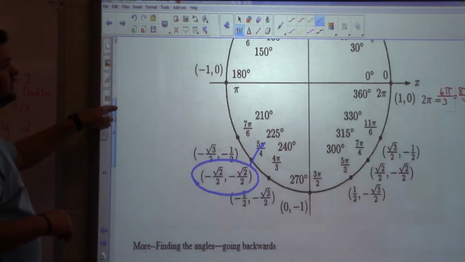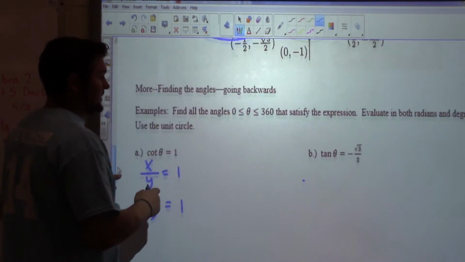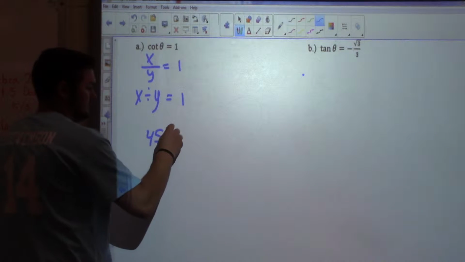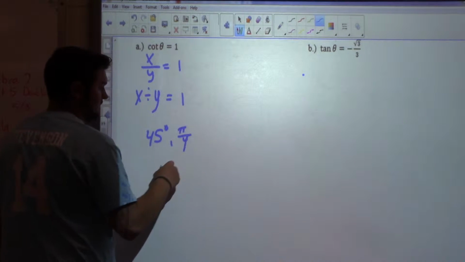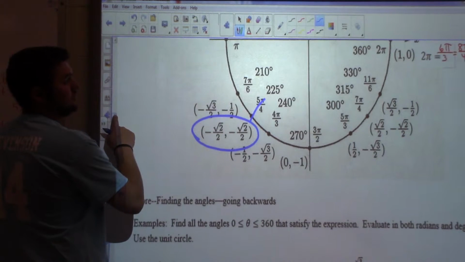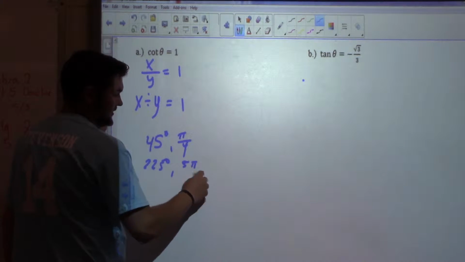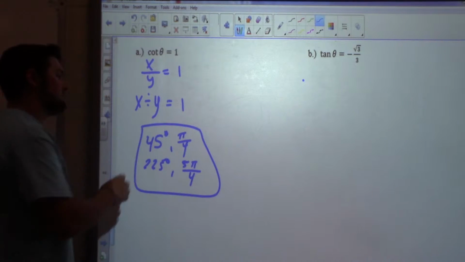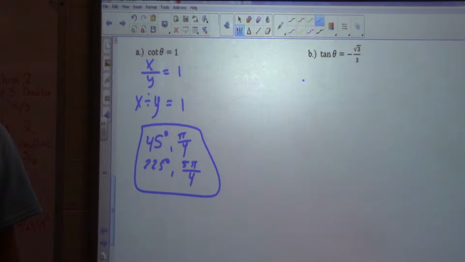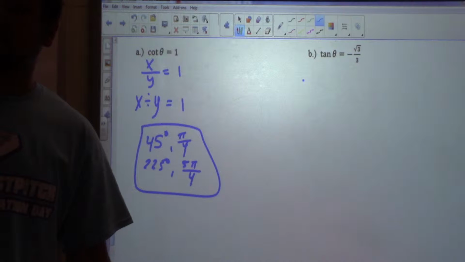So we had, what was that? 45, pi over 4, and 225, 5 pi over 4. Does that make sense to everyone? When they equal 1 or equal -1, we're looking for either the same exact thing or the same numbers, just one positive, one negative. Yes. Does that make sense? Yeah.